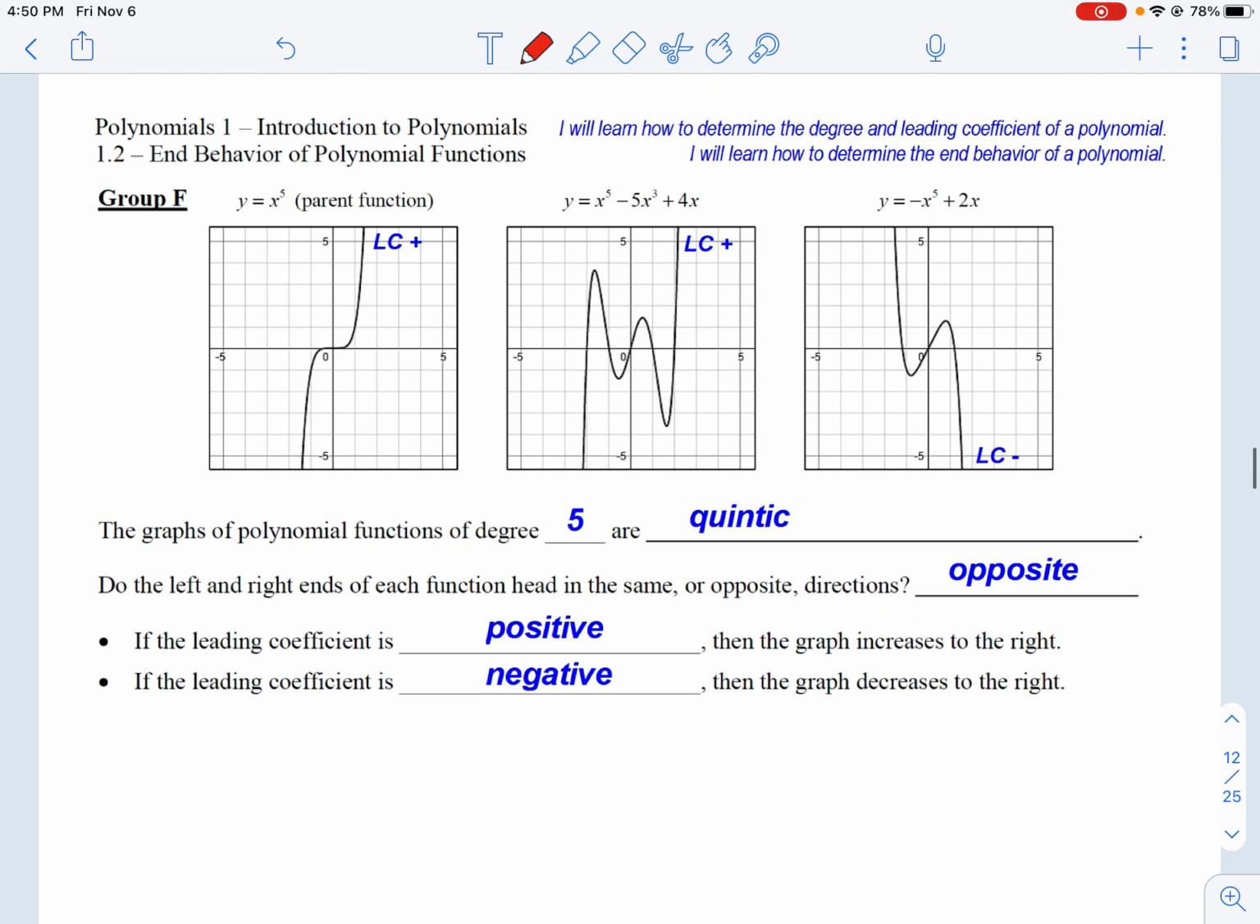Okay, our last one is the graph of a polynomial function with a degree of 5. It's called the quintic graph. Do the left and right ends of each function head in the same or opposite direction? I think it's very obvious. They head in opposite directions. And whenever the leading coefficient is negative, it decreases to the right. Whenever the leading coefficient is positive, the graph increases to the right.